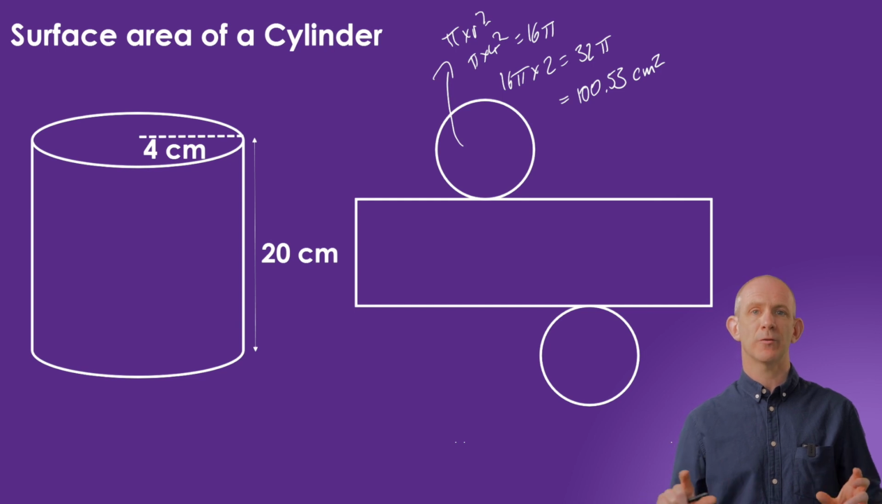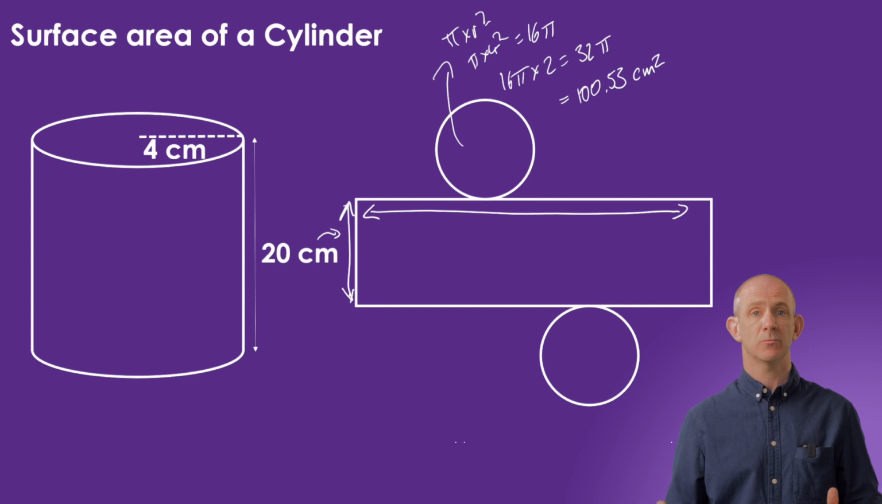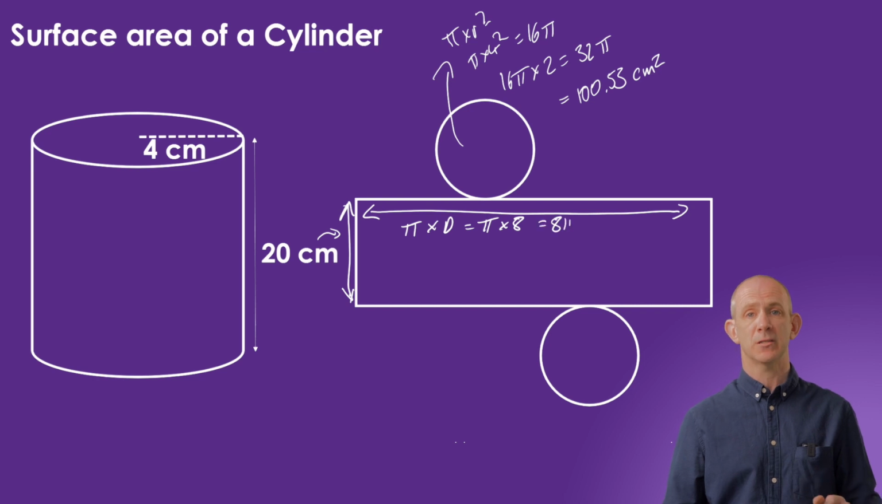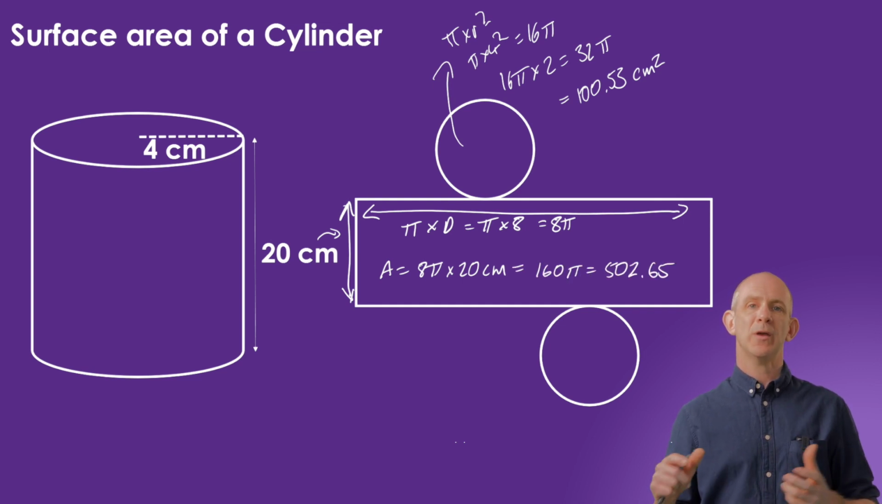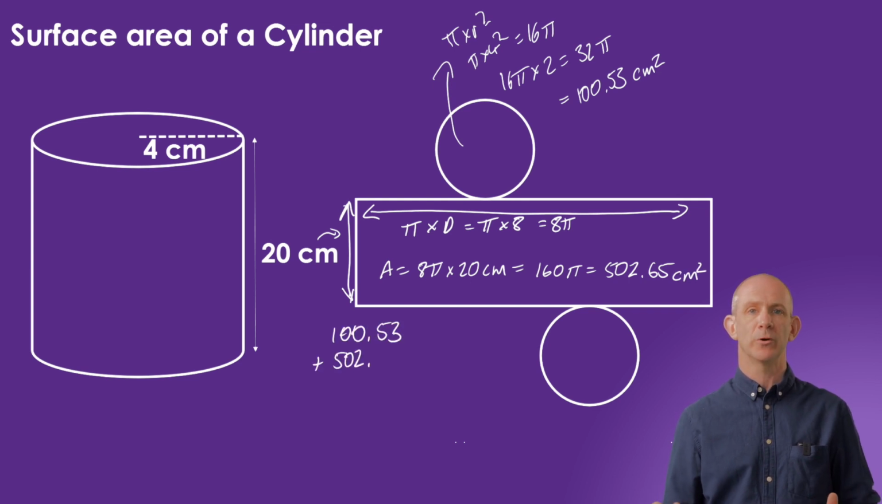Now to calculate the area of the rectangle. In order to do this, we need the length, which we know is equal to the circumference of the circle. So we can calculate it as pi times 8, which is the diameter, which will give us 8 pi. To get the area of the shape, we can then do 8 pi times 20 centimetres, which is the width of the rectangle, which will give us 160 pi, or 502.65 centimetres squared. If we add these two totals together, we get an overall total of 603.19 centimetres squared.